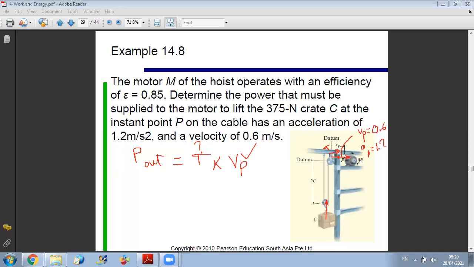Now, how to calculate the tension? Let us see in this problem what do we have. We have a system of pulleys and a motor. So we have a system here. Whenever I have a system of pulleys, I can try to relate the motion of block C and the motor coordinate, because here, as you can see, the motor is drawing the cable.